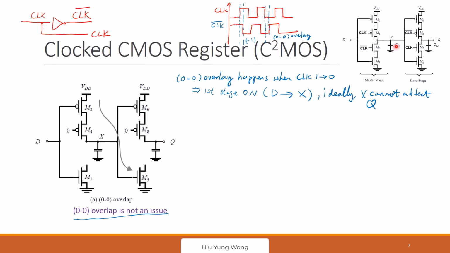At this stage, we're supposed to turn this one off and then turn this on so D can go to X. But now we have 0-0 overlap, right? Ideally, it cannot affect Q because M8, M7 should be off. Is this okay? Ideally, if there's no clock overlap, these two should be off because clock becomes 0, so clock bar becomes 1. So this should be off. Is that okay? This is the first step, right?